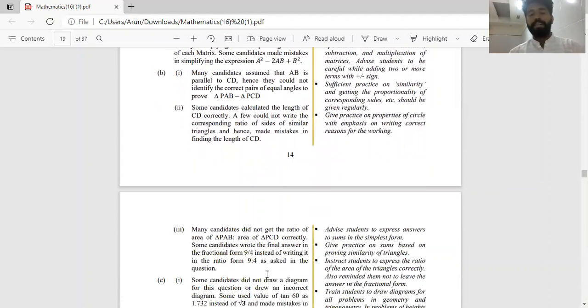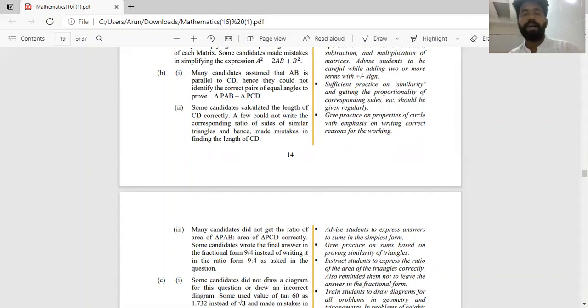Many candidates did not get the ratio of area of PAB to area of PCD correctly. Some candidates wrote the final answer in the fractional form 9 upon 4 instead of writing it as 9:4. So please keep this in mind, you cannot keep the answer in fraction form. Always convert it into ratio form.